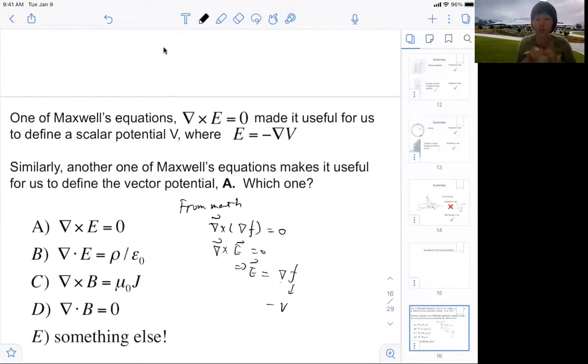Similarly, we will do the same thing for the magnetic field. We will be able to define a magnetic potential A to describe the B field. So which one of these Maxwell equations do you think will help us define the vector potential? Just like this Maxwell equation tells us we can find the scalar potential for E, which of these Maxwell equations can tell us we can find the potential for B? I'm going to let you go ahead and vote.